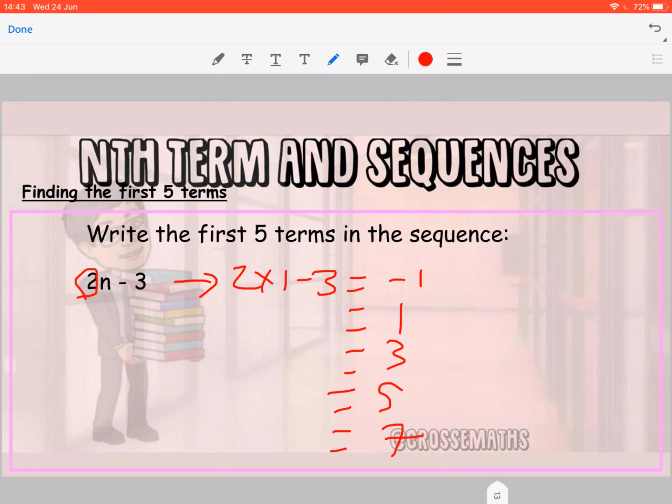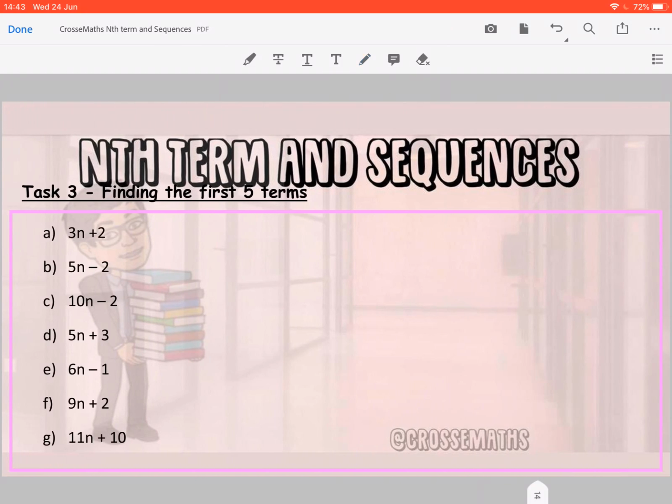Once you've found the first number, just go up in whatever the jumps are. Just get the first number written down. Pause the video, guys, get that copied down. Right, hopefully you've had enough time to copy that down. Have a go at some of these for me, guys.